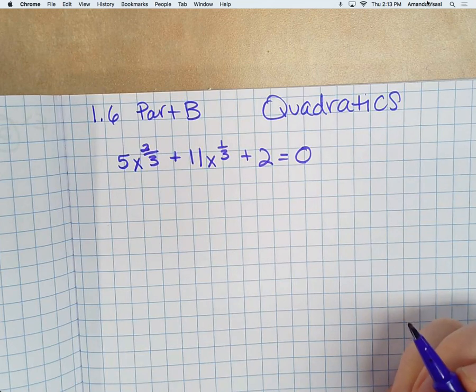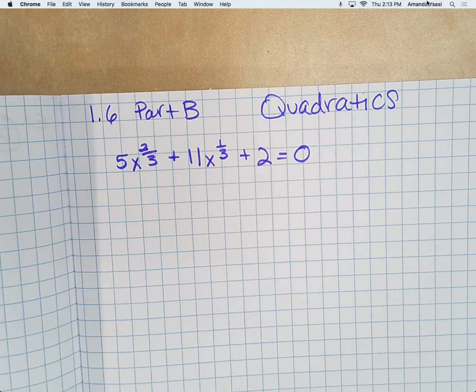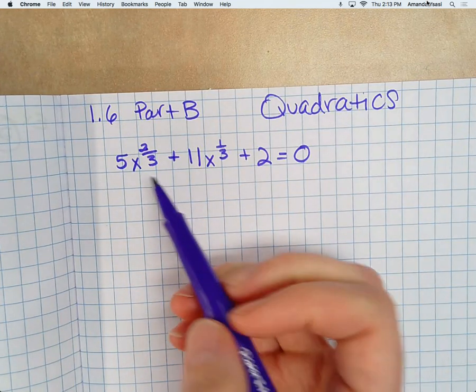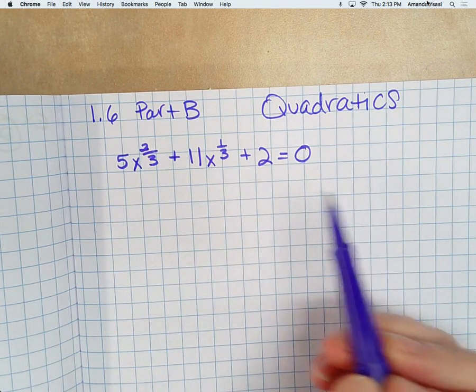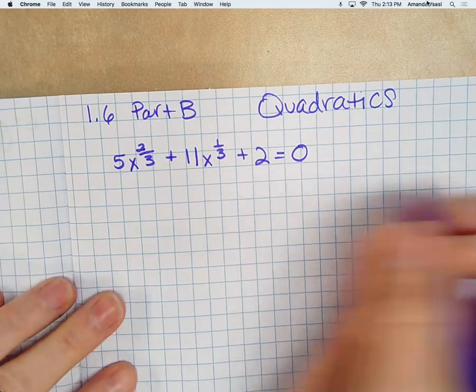So we've dealt with rational, radical, and polynomial equations. So now we're dealing with something that looks like this, and we are going to convert it to a quadratic using substitution. So I'm going to write this out.